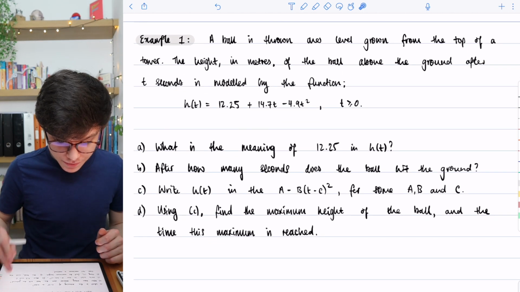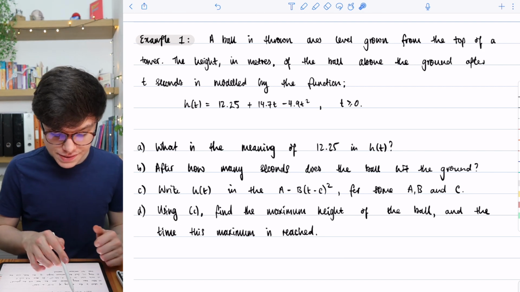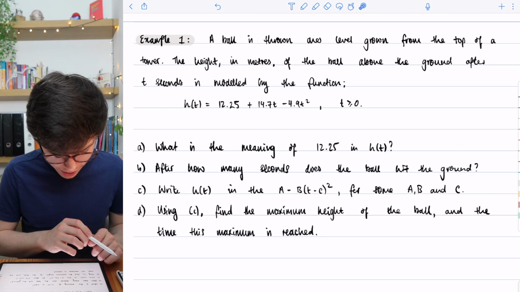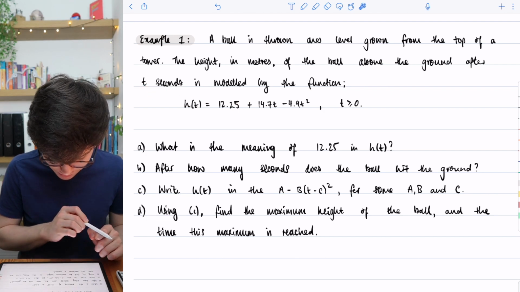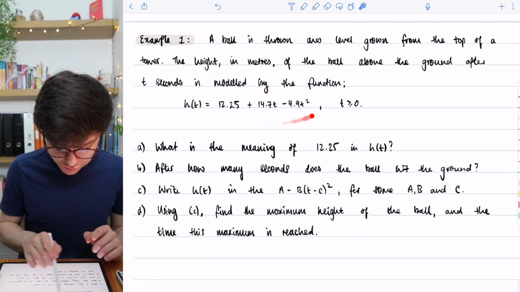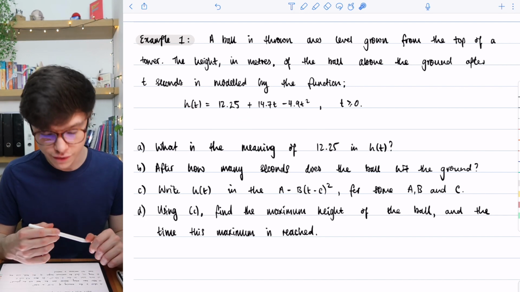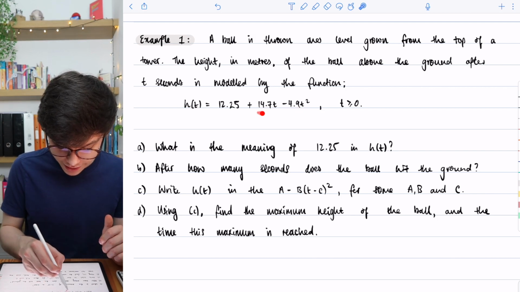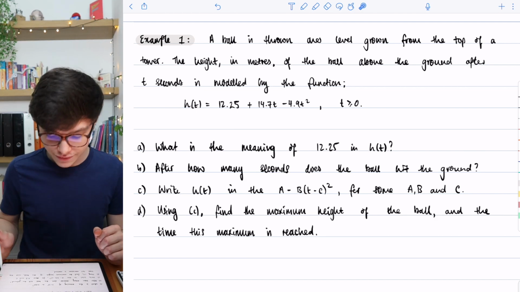Let's have a look at an example. You can pause this and read it for yourself, or we can read it together. It says, a ball is thrown over level ground from the top of a tower. The height in metres of the ball above the ground after t seconds is modelled by the function h of t. Now, usually with questions like this, we do have decimals as our constants and coefficients, but it really doesn't matter. It's still a quadratic equation. We've got t squared here, we've got t, and we've got a constant.